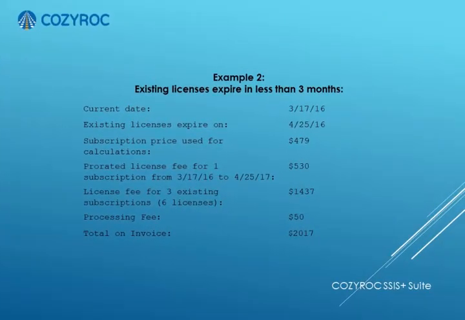In the second example, our existing subscriptions expire on April 25th, which is only a little more than a month away. So in this case, we're going to include the renewal fee for those subscriptions as well as an additional year for the subscription that we're just adding. So the calculations go like this. Our prorated amount for the new subscription is shown there.